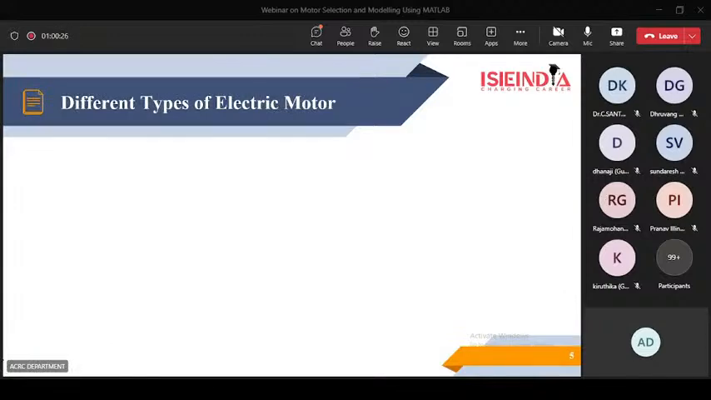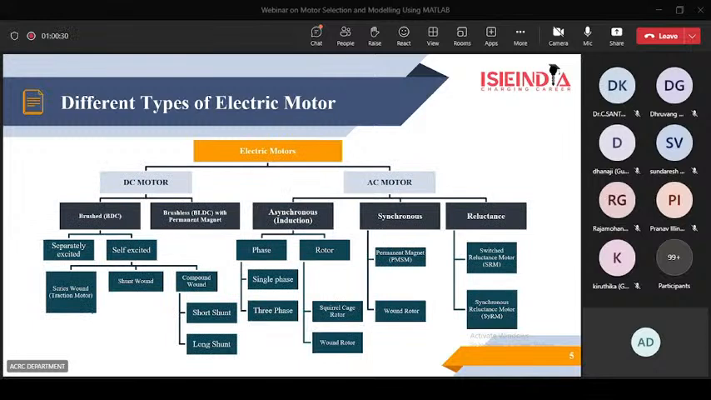Now we will be talking about the different types of electric motors. Here we have differentiated the different types of motor. The first one is the DC motor, and the second one is the AC motor. In AC motors we have asynchronous motors, the first one being the induction motor, then the synchronous and the reluctance.